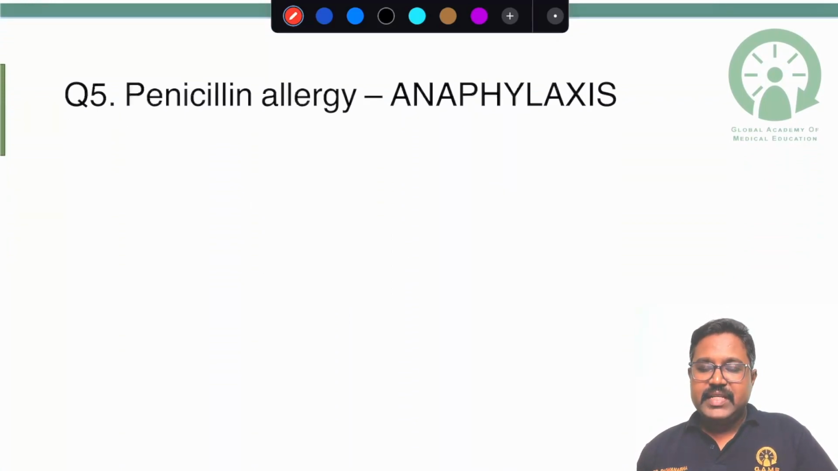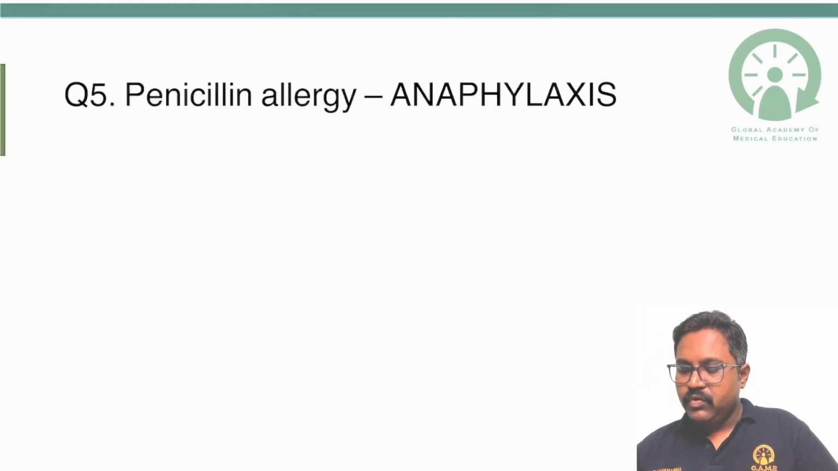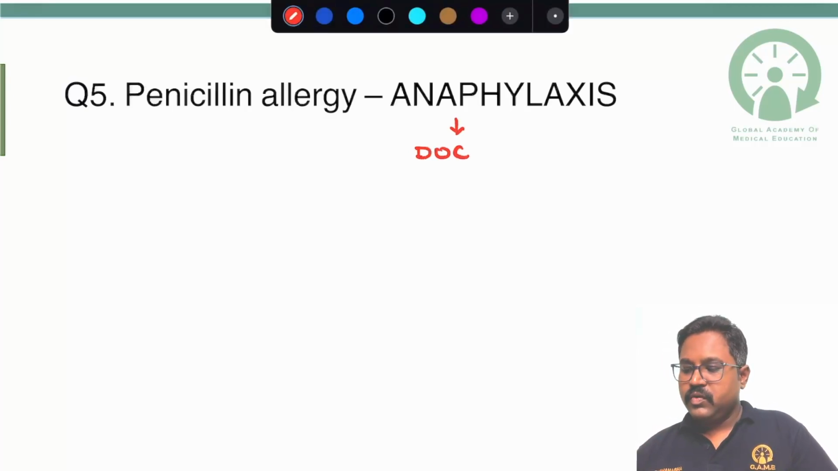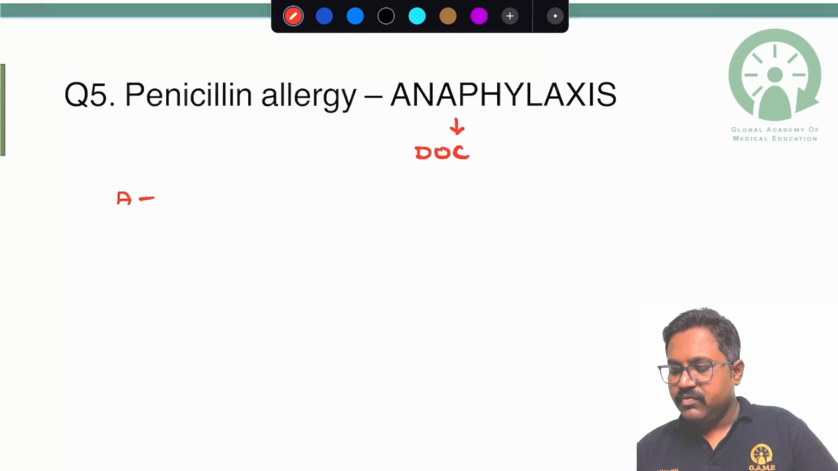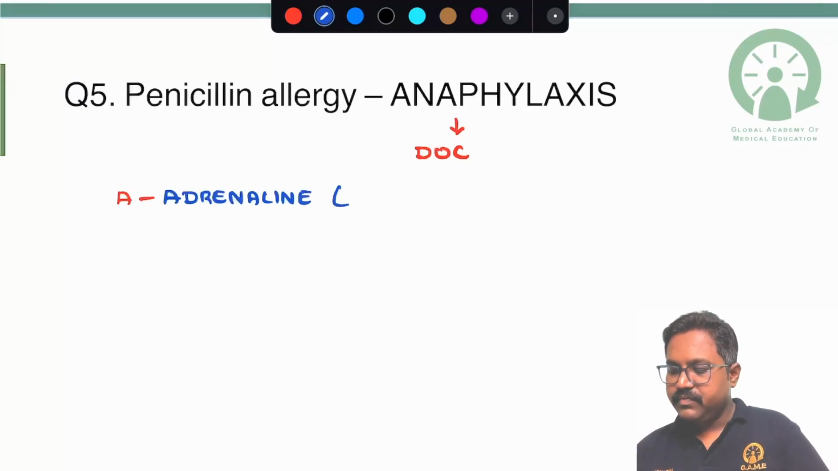Any penicillin anaphylactic reaction or hypersensitivity reaction can lead to anaphylaxis. In such a case, which is the drug of choice here? Can you guess it? A for anaphylaxis, A will be the drug of choice. That is adrenaline. Adrenaline will be the drug of choice, or it is also called epinephrine.